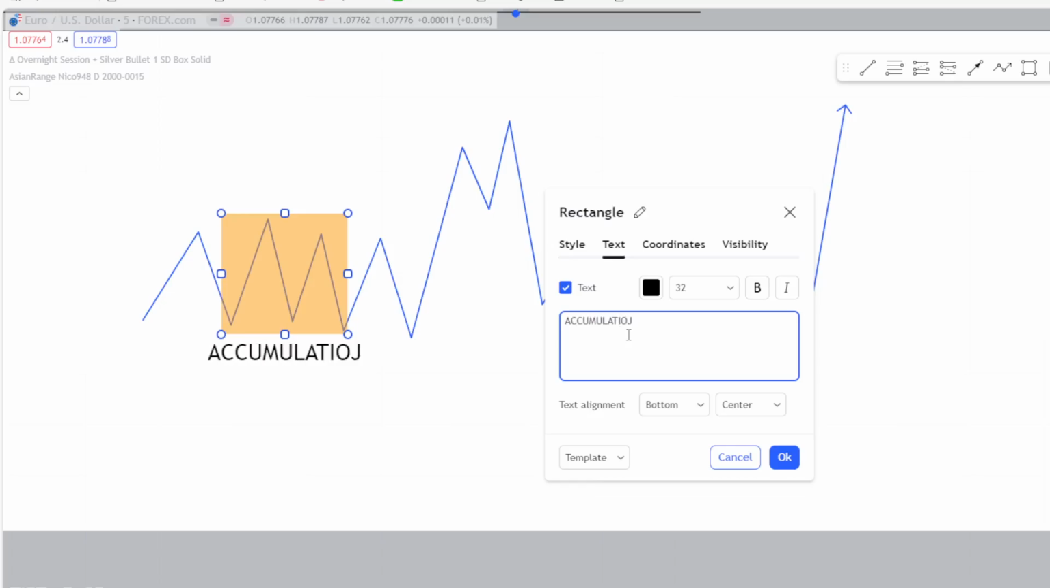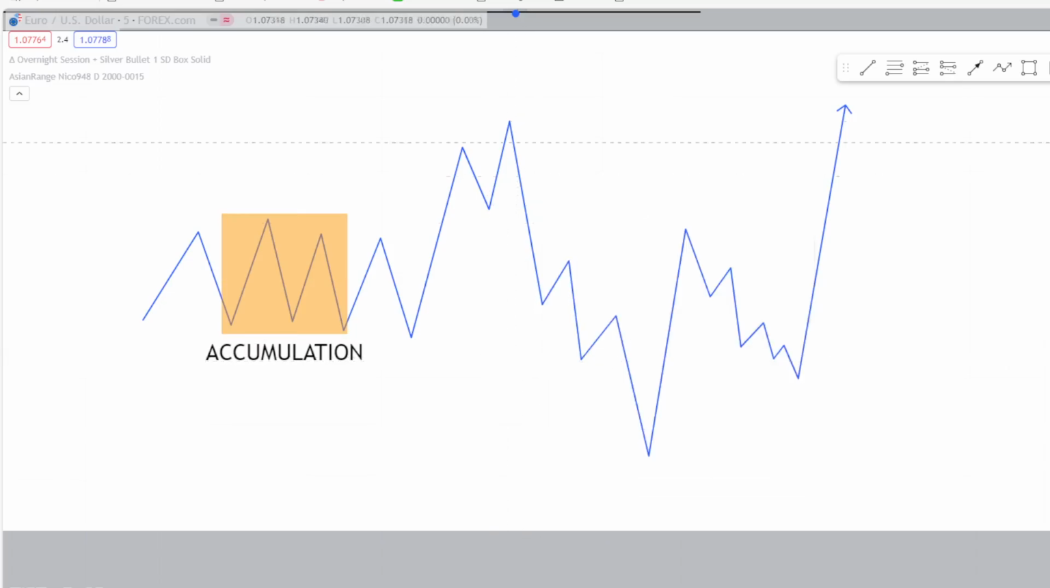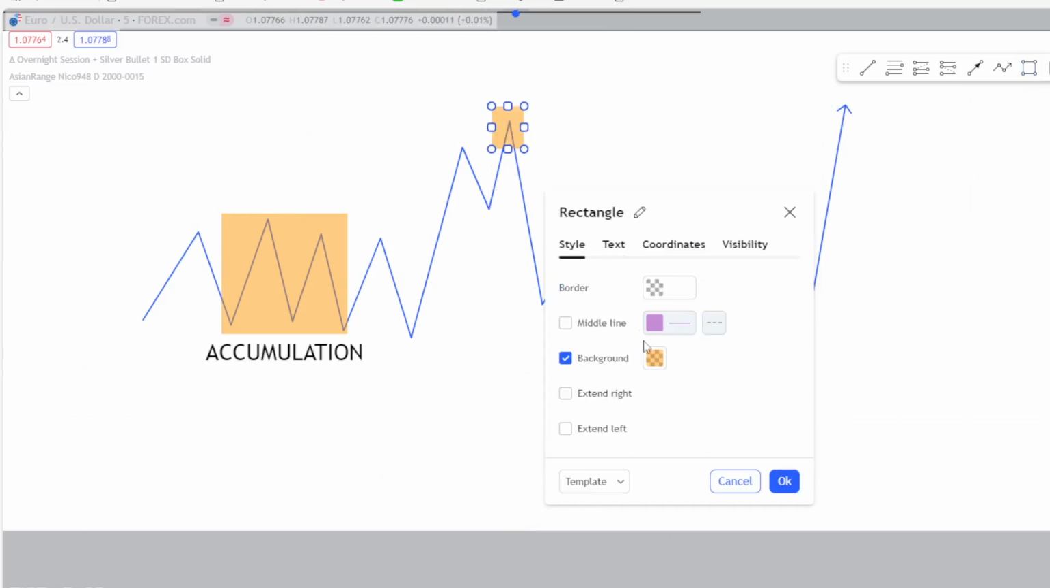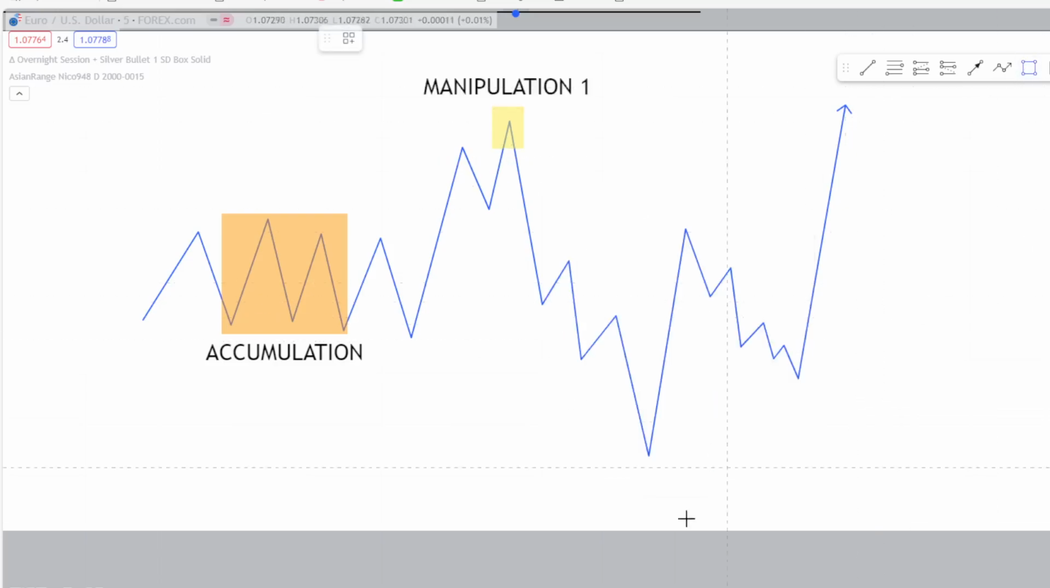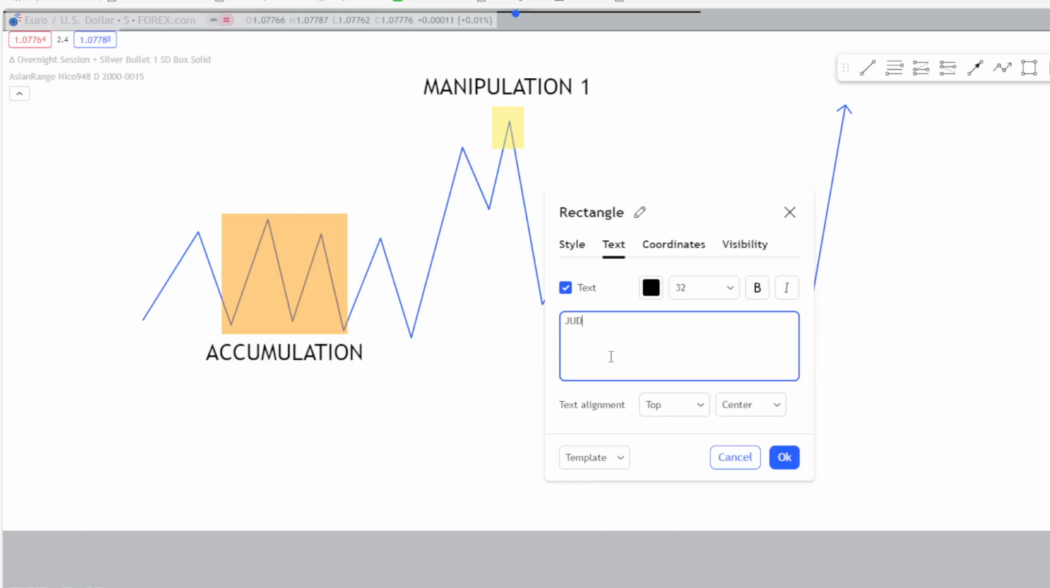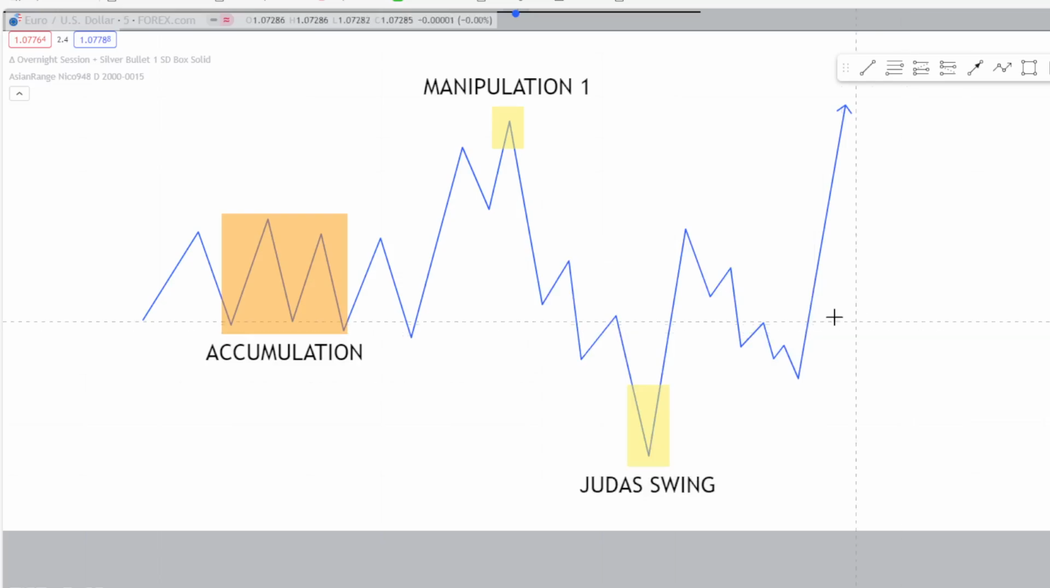This is the accumulation. We see a two-step manipulation, one in pre-London. So the pre-London entices early buyers. So this is manipulation phase one. We see the Judas swing. Notice how the Judas swing is below the Asian range low. So this is the Judas swing, right? And here we enter off an order block.